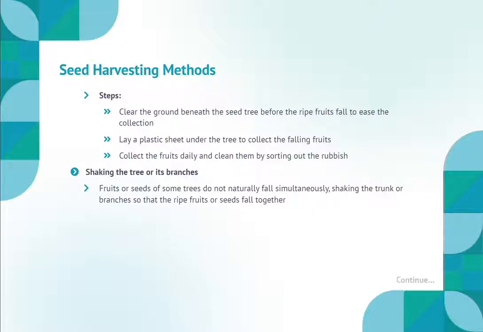Shaking the tree or its branches. Fruits or seeds of some trees do not naturally fall simultaneously. Shake the trunk or branches so that the ripe fruits or seeds fall together.